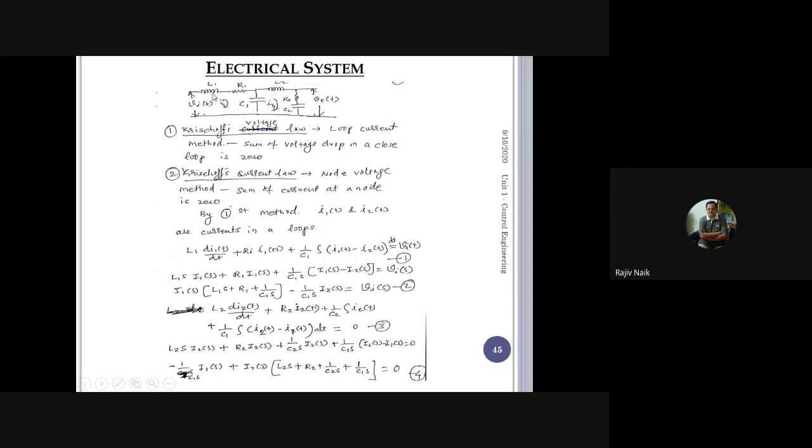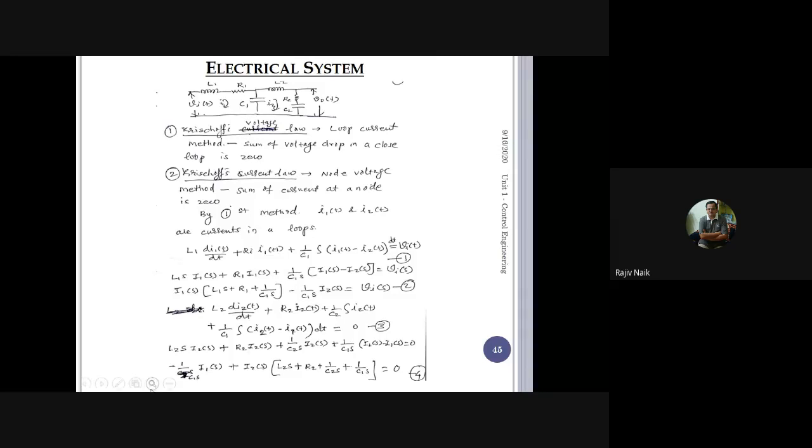So the sum of voltage drops in a closed loop is 0. So the voltage drop across L1 plus R1 plus C1 is equal to the supply voltage Vi. That is the first equation I have written. I have taken a Laplace transform. So differentiation means s will come. Differentiation means s, integration means 1 upon s. That is the thing you know.